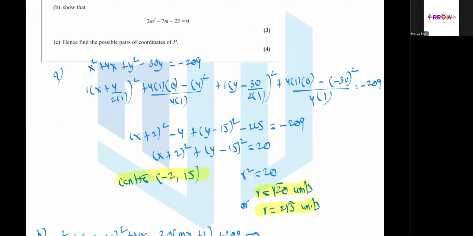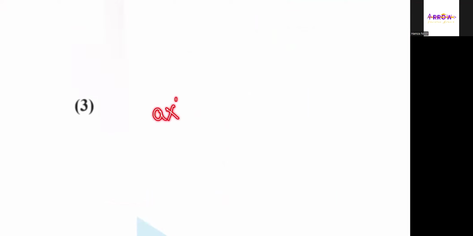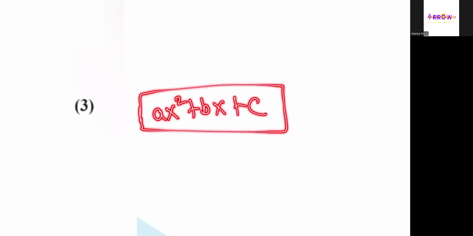So again, I've used the completing square formula over here, which we have been studying since P1. If we have the expanded form ax square plus bx plus c, the expanded form of the quadratic expression.